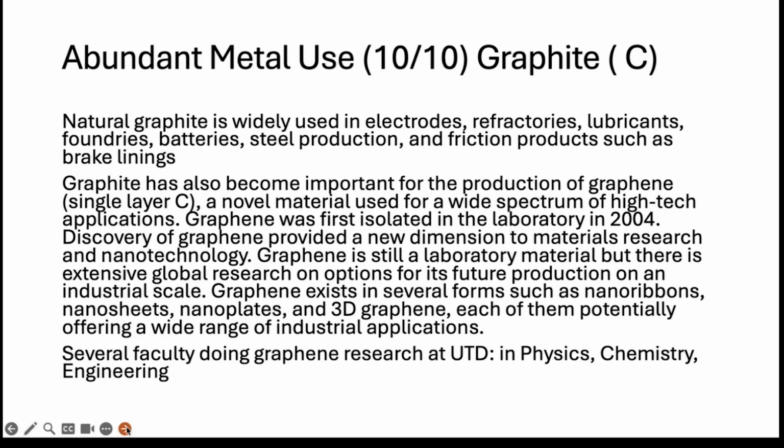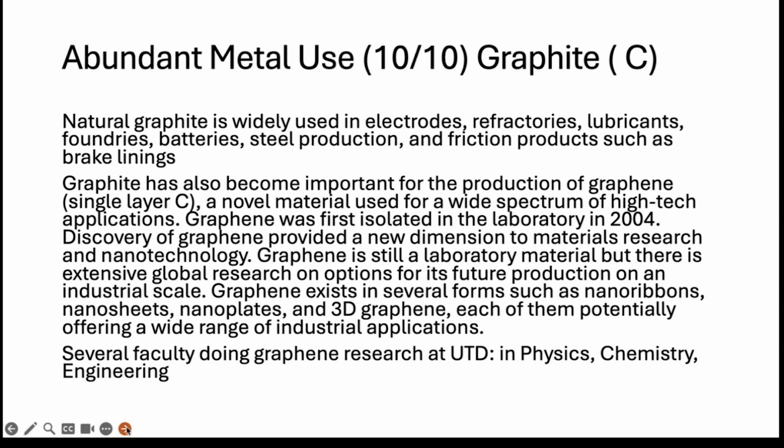graphene, which is single layered carbon, a new material that's being developed for a wide spectrum of high-tech applications. It was first isolated in the laboratory in 2004, and it's basically provided a new dimension to materials research and nanotechnology. It's still a laboratory material, but there's a lot of research on how we can move it into the industrial realm.